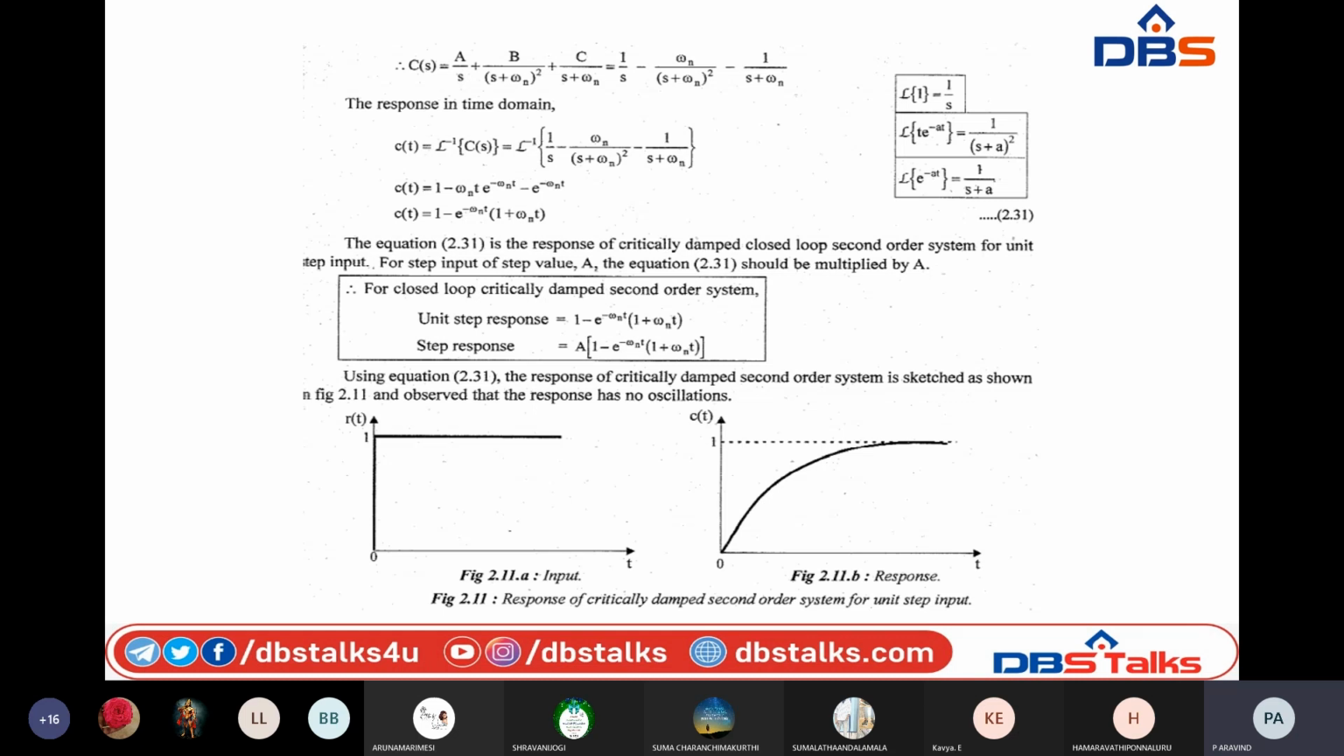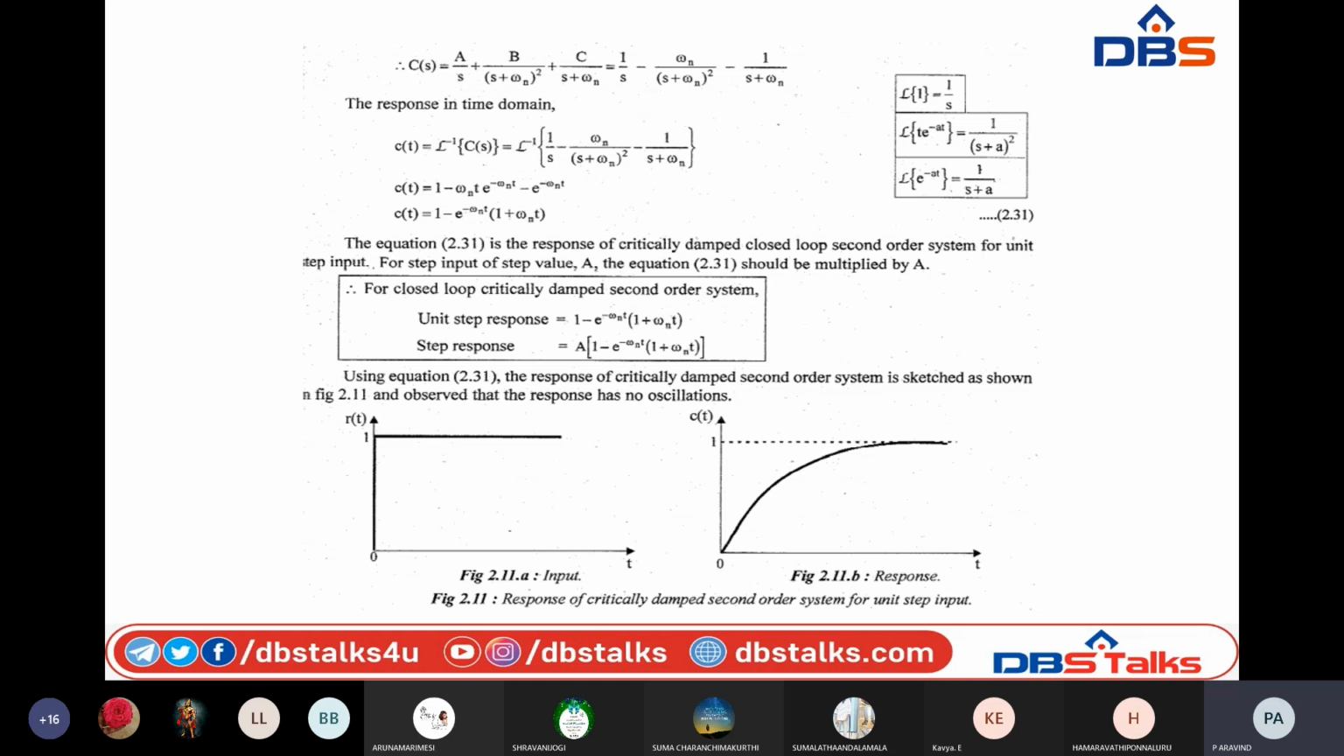So in order to get the response in time domain, we just apply inverse Laplace transform to the C of s. Okay, now taking inverse Laplace transform, then the C of s becomes c of t, that is equal to inverse Laplace transform of 1 by s minus omega n by (s plus omega n) whole square minus 1 by s plus omega n.